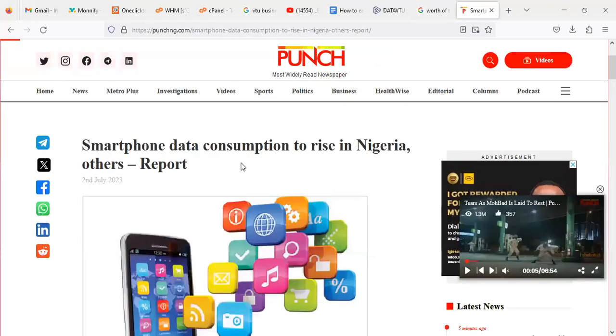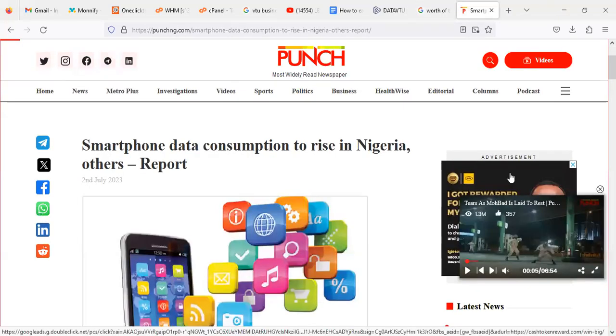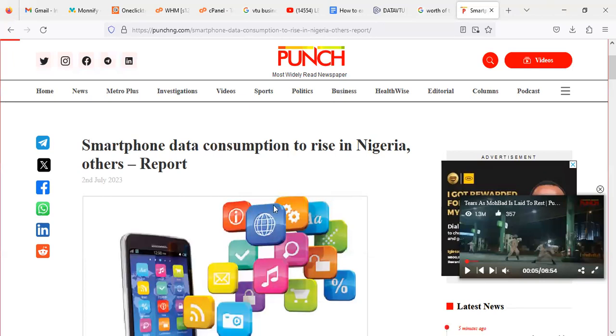If you also go to newspapers, Punch has also said that the rise of telecom consumption in Nigeria is set to increase. You can see the reports on Punch. What it means is that this business is very viable. Banks are doing it, private individuals are doing it. Now, we want to try to educate you or train you how to do it the smart way.